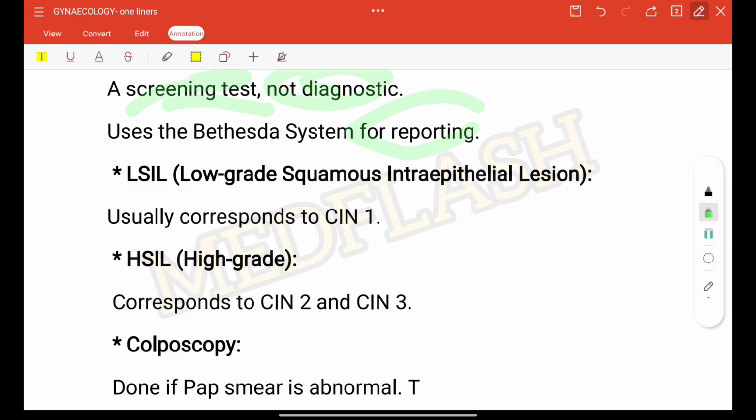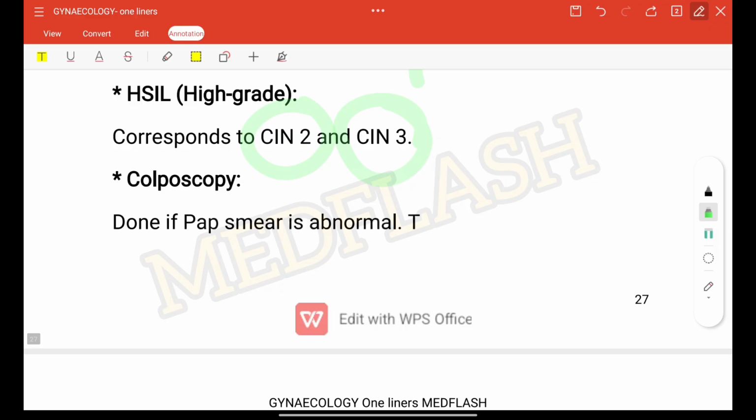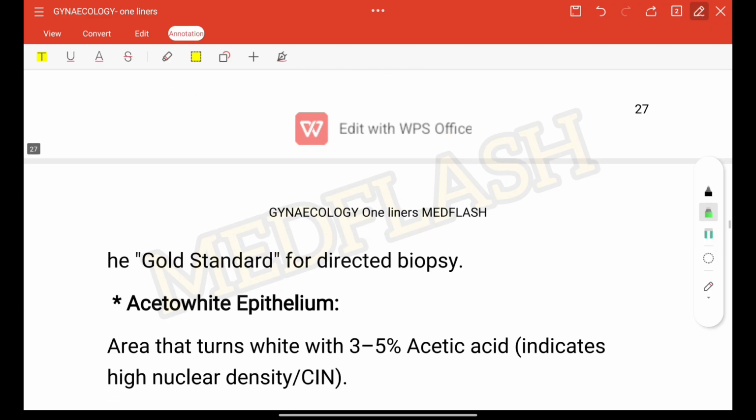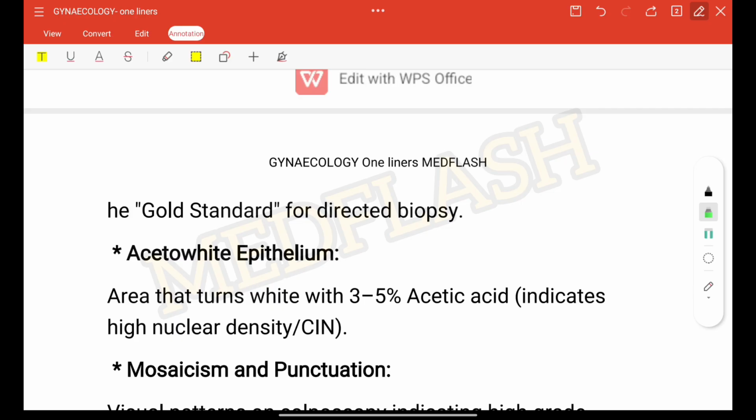Low-grade squamous intraepithelial lesion usually corresponds to CIN1. High-grade squamous intraepithelial lesion corresponds to CIN2 and 3. Colposcopy is done if the pap smear is abnormal. It is the gold standard for directed biopsy.